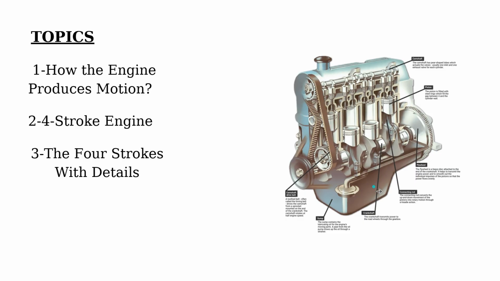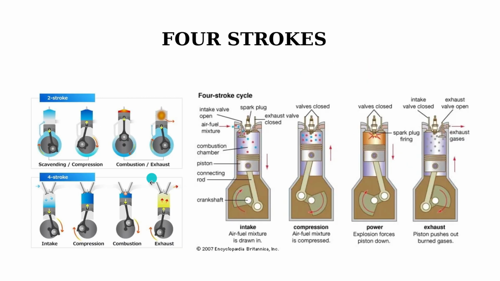The four-stroke engine works in a repeating cycle. This cycle is made up of four main stages, and each stage has a different role in producing power. These stages are called intake, compression, power, and exhaust. I will talk about them deeply.